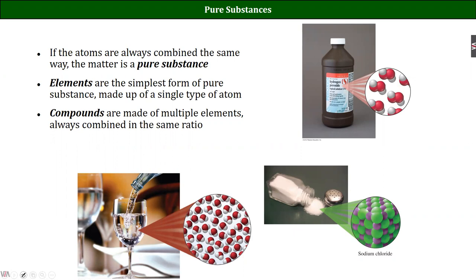And same with sodium chloride. Table salt is sodium chloride. It's one sodium ion for every one chloride ion. You can't get extra sodium. You can't get low sodium salt. If you get low sodium salt, what they're really doing is replacing some of the sodium with a potassium version. So it's not actually salt at that point. It's not sodium chloride. The sodium chloride has to be at the same ratio.